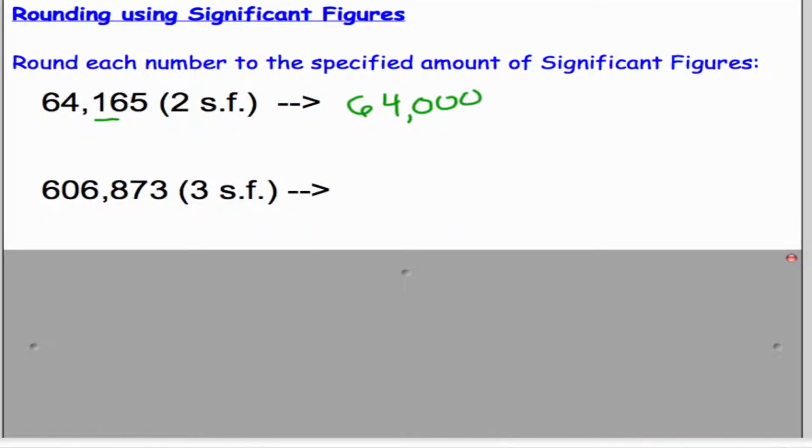Okay, and the next one here, we want to round to 3 significant figures, so we have to identify the fourth one, which in this answer would be the 8. And now since that's 5 or bigger, that tells us we need to round that third significant figure up, so we need to make this 607,000.